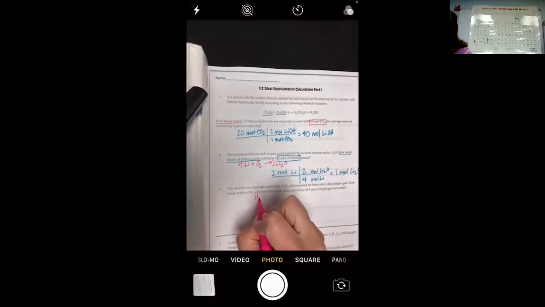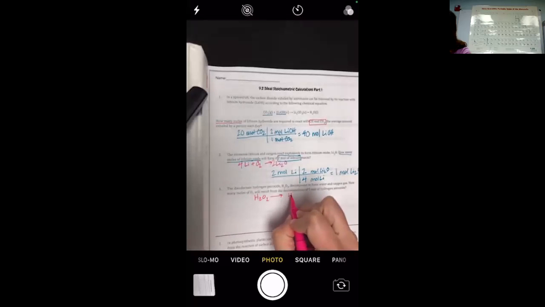So we have H2O2 decomposing into water, H2O, and oxygen. So I'm going to double that. And then it should be that. 4 hydrogens, 4 oxygens. Okay. So I am figuring out moles of oxygen from 5 moles of peroxide.